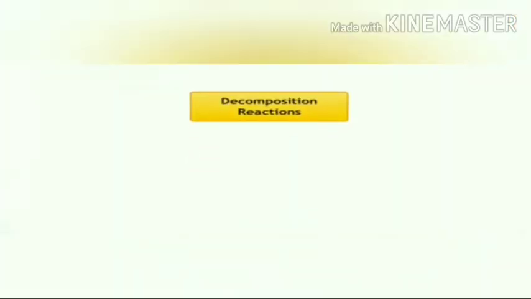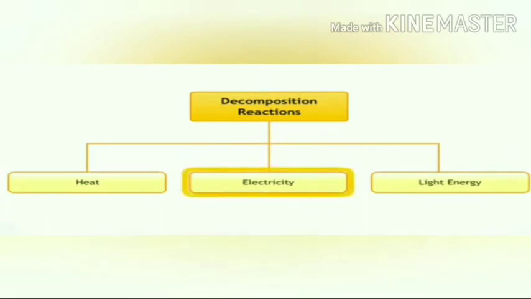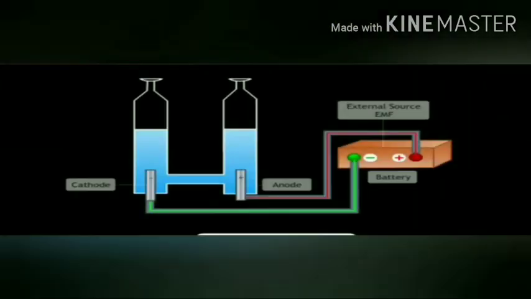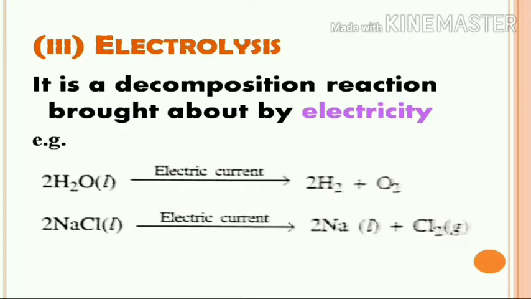And decomposition of a substance by passing electric current through it is called electrolysis. For example, when electric current is passed through acidulated water, it decomposes to give hydrogen gas and oxygen gas. So, electrolysis is defined as a decomposition reaction brought about by electricity.